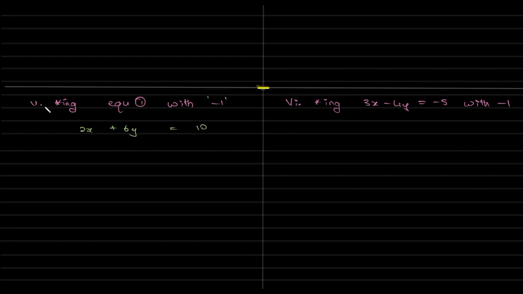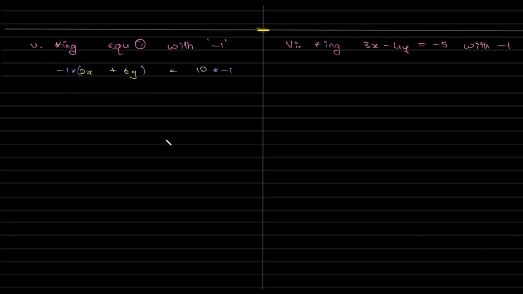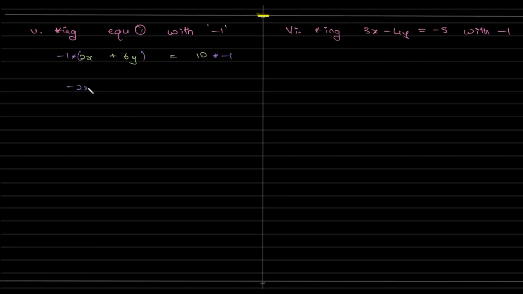So equation 1 being this, I'll multiply with negative 1. So I'm looking at negative 2x, negative into positive is negative 6y is equal to negative 10.